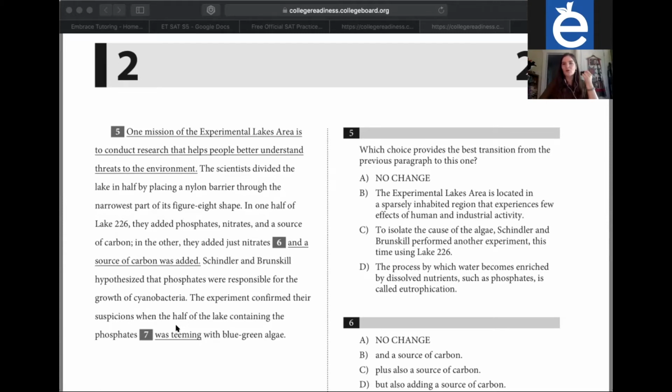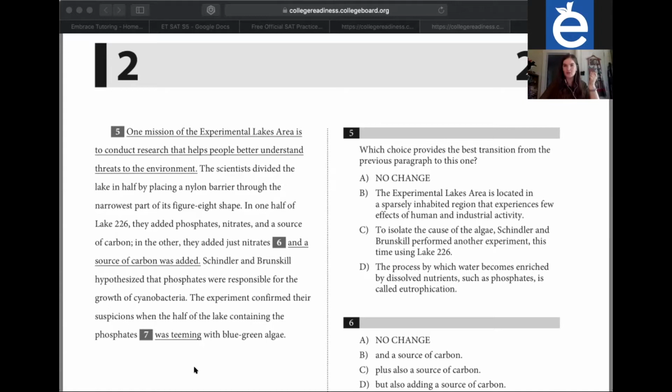Okay, so this sentence is exactly what we're looking for, because in that first part it is connecting to isolate the cause of the algae, the algae that we were just talking about in the previous paragraph. Then it's using that to segue into "Schindler and Brunskill performed another experiment," establishing specifically which lake they were using, which is the subject of this paragraph. So C is the only possible choice here because it contains the best transition between the two paragraphs.